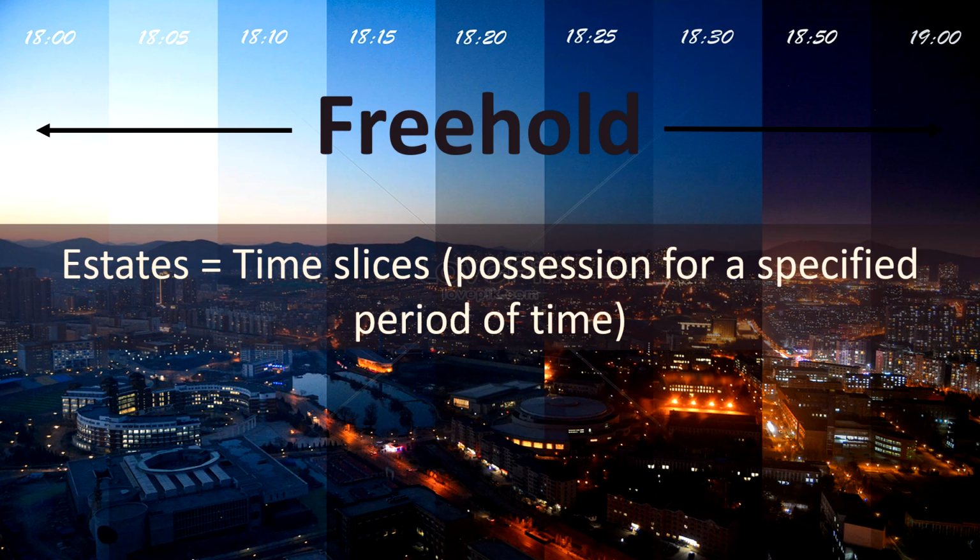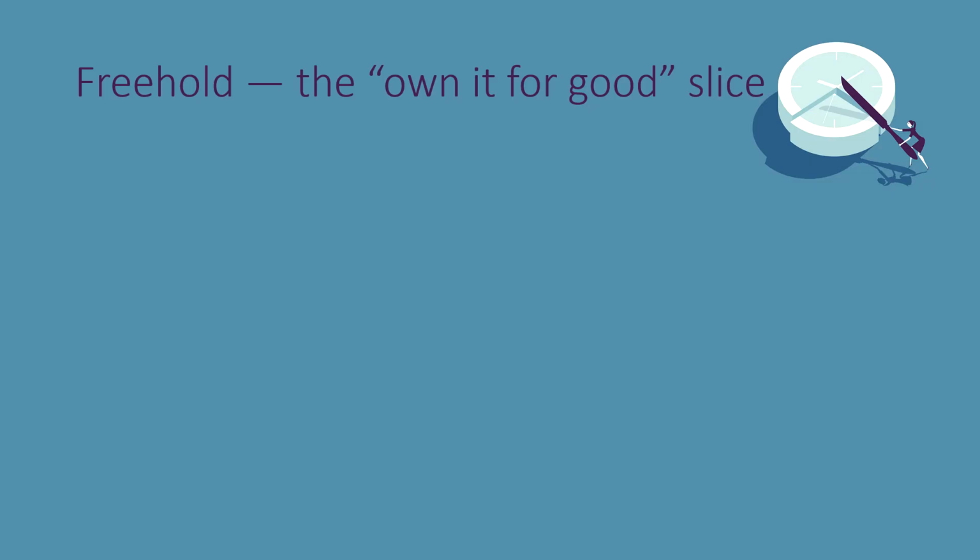So technically, forever and always aren't really the best terms, and some professors don't really like it if you use them because of this idea with the monarch being the ultimate owner. But it's as close to forever as you can possibly get in UK law. The freehold, you can think of it as an own-it-for-good slice.